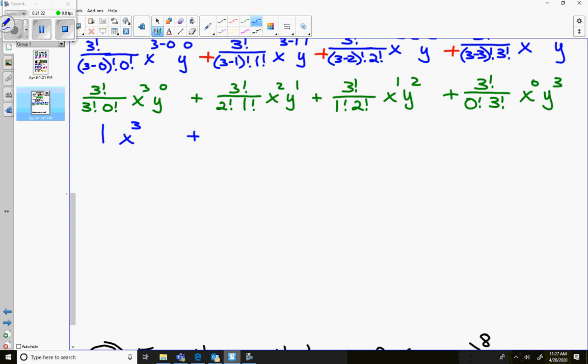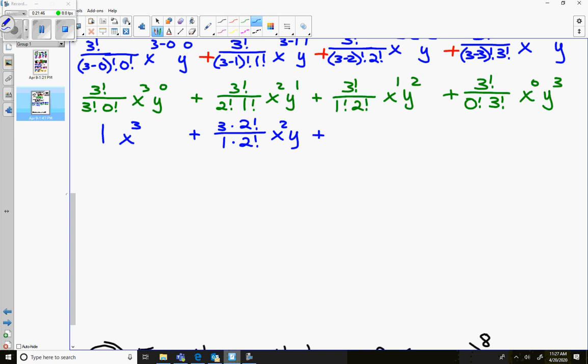Plus 3 factorial. Think of it as 3 times 2 factorial, still over the 2 factorial. 1 factorial is just 1. x squared y. Plus.